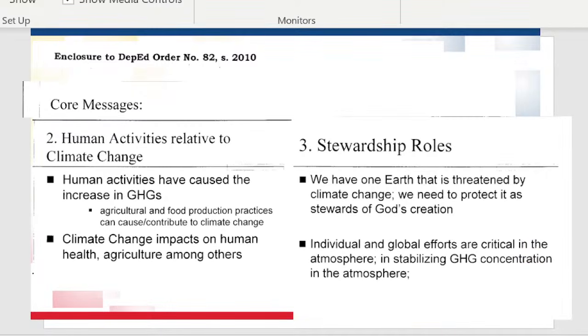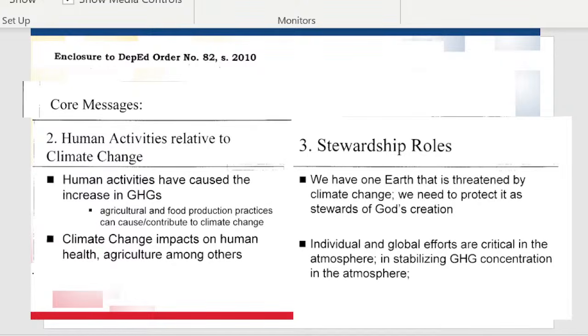Second, human activities relative to climate change. Human activities have caused the increased greenhouse gases. Agricultural and food production practices can contribute to climate change. The climate change impacts human health and agriculture, among others.